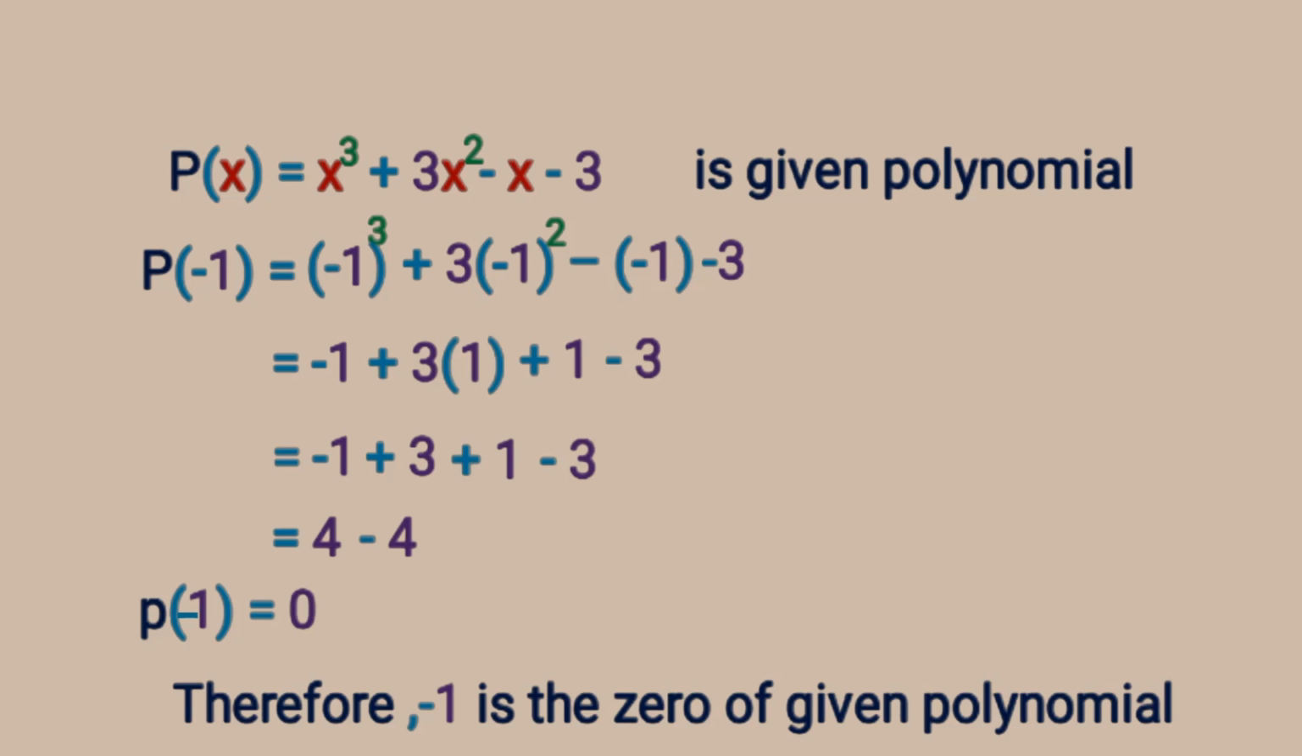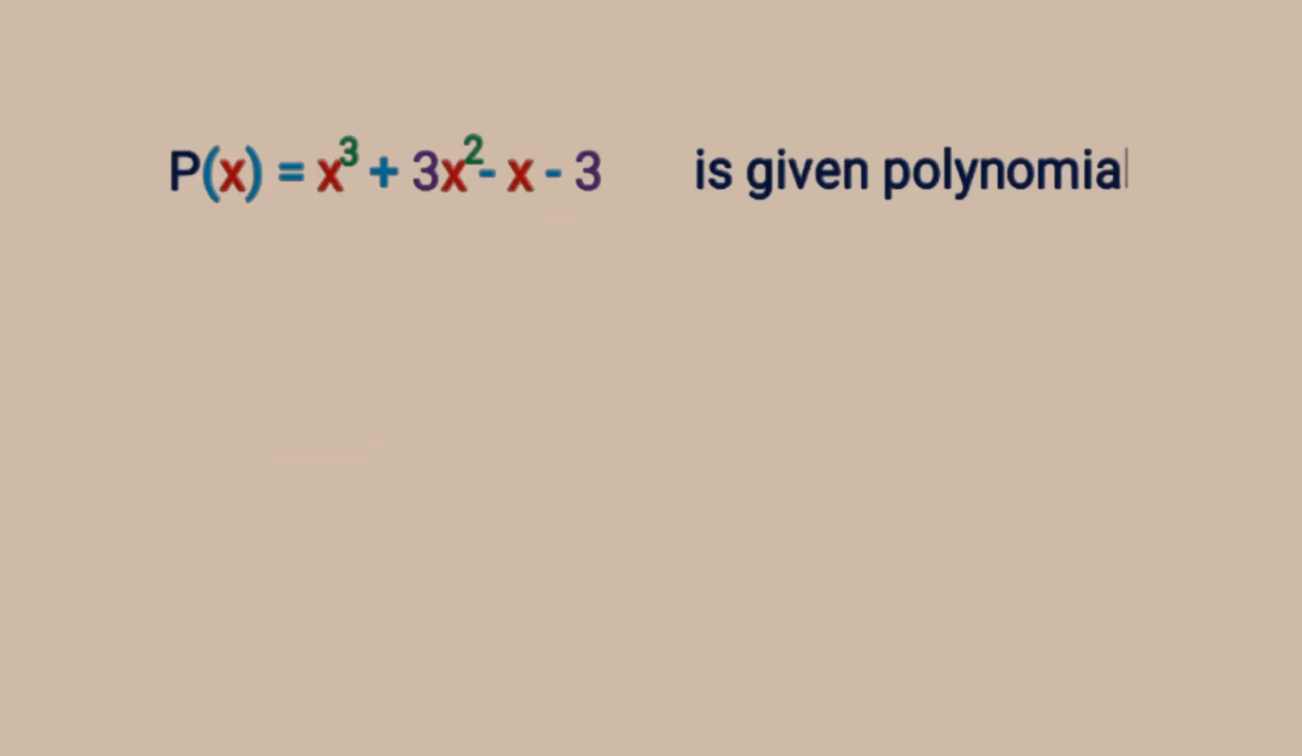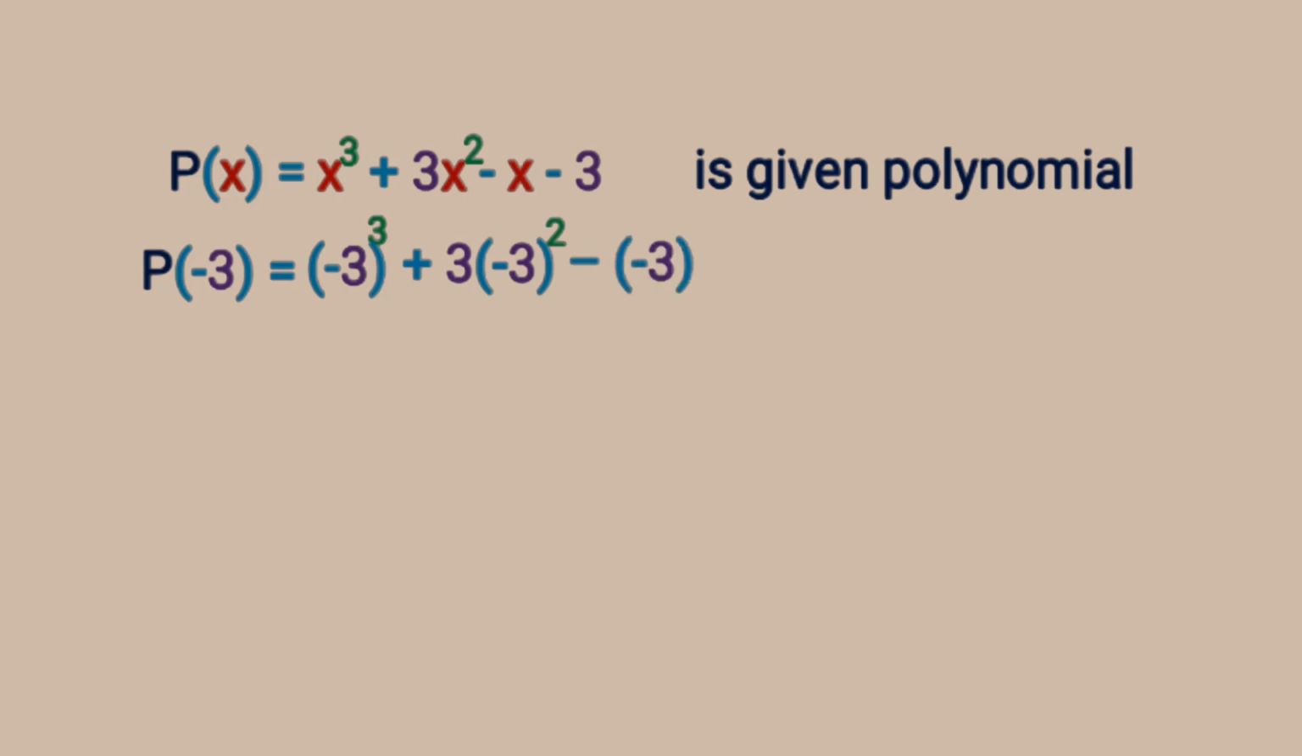Now let us substitute the third value, that is 3, in the place of variable x. So by substituting 3 in the place of x, we get 3 whole power 3 plus 3 into 3 whole power 2 minus 3 minus 3. Now here if we simplify this, 3 whole power 3 equals 27, and plus 3 into 3 whole power 2 will become 27, and minus 3 and minus 3.